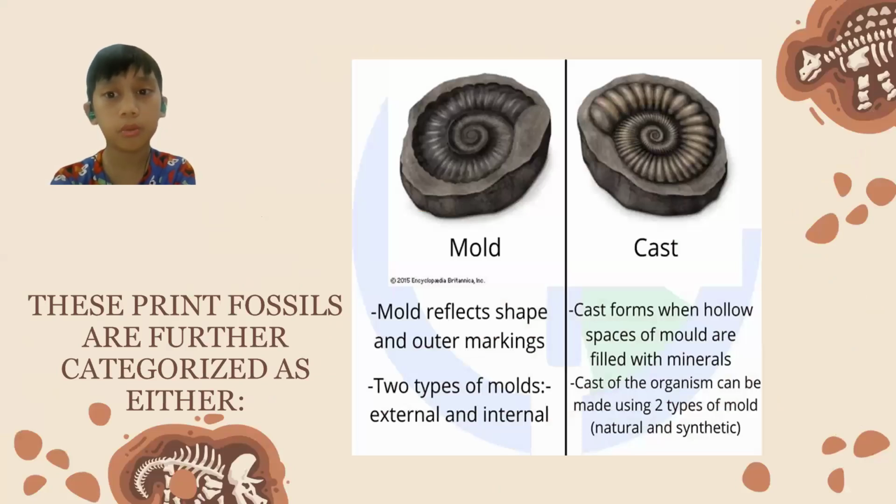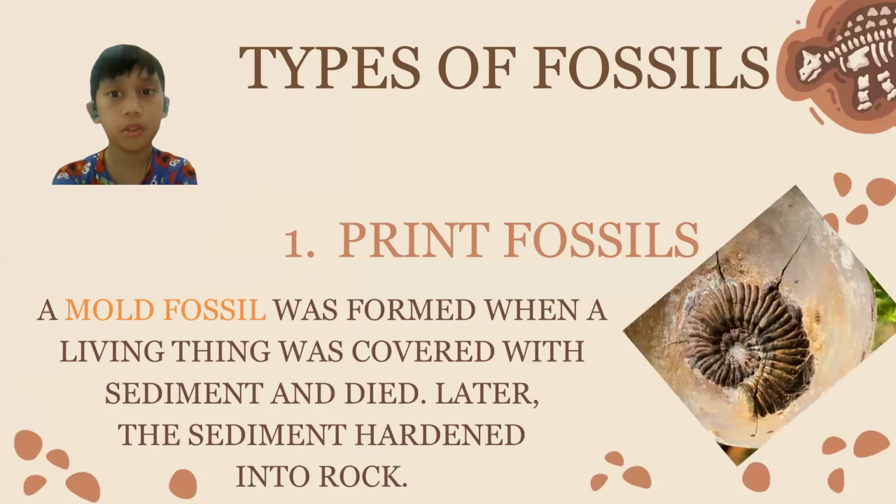A mold fossil is formed when a living thing is covered with sediment after it dies. Later, the sediment hardens into rock. The plant or animal within the sediment decays and dissolves. Because the plant or animal no longer exists, a hollow area in the hardened sediment remains. The actual plant or animal parts are no longer present. However, the outer shape or impression of the living thing is left in the sediment. Therefore, the fossil looks like a mold of the original plant or animal.